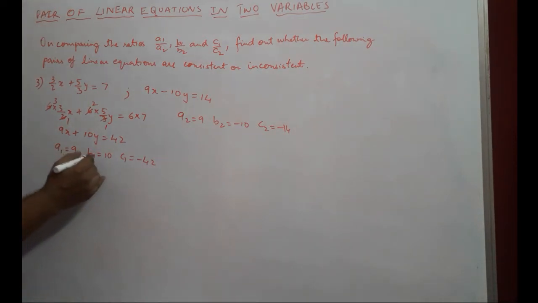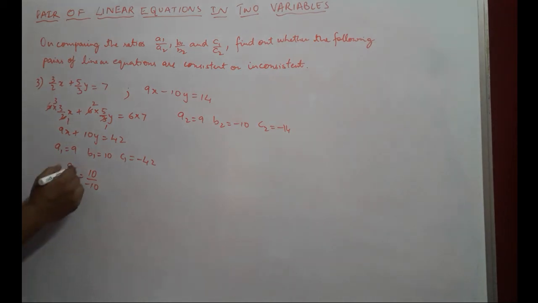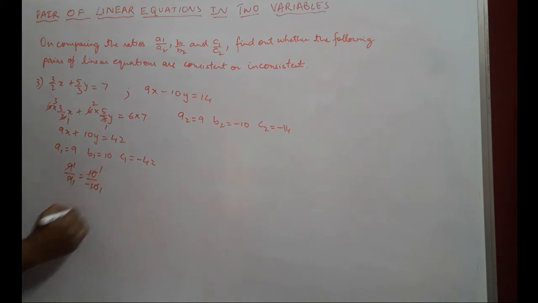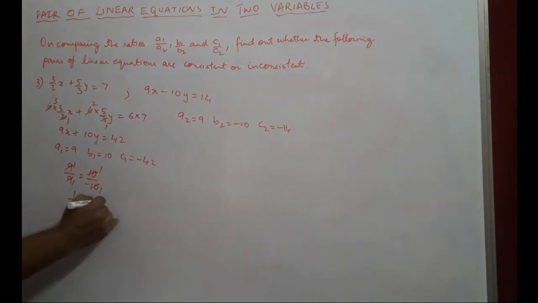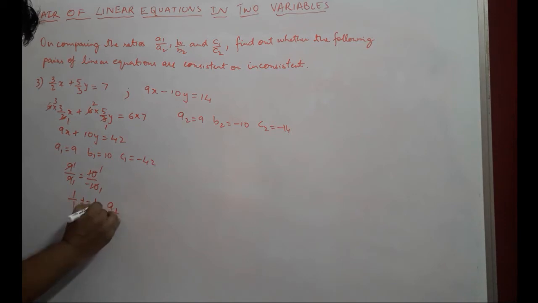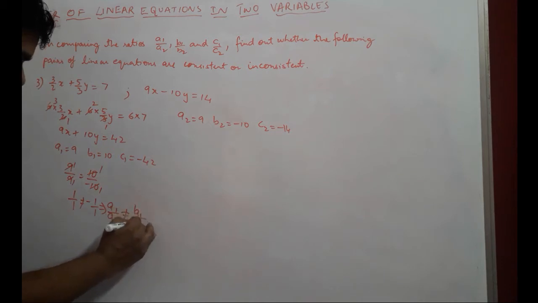Now let us compare A1 upon A2 to B1 upon B2. So A1 upon A2 is, A1 is 9, A2 is also 9, and you have B1 which is 10 but B2 is minus 10. So obviously this will cancel out, 9 ones are 9 over here, and 10 ones are 10, it will cancel. So you'll get 1 upon 1 which is equal to, we'll take the negative side on top in the numerator, minus 1 upon 1. So obviously this is not equal to this, which means that A1 upon A2 is not equal to B1 upon B2.